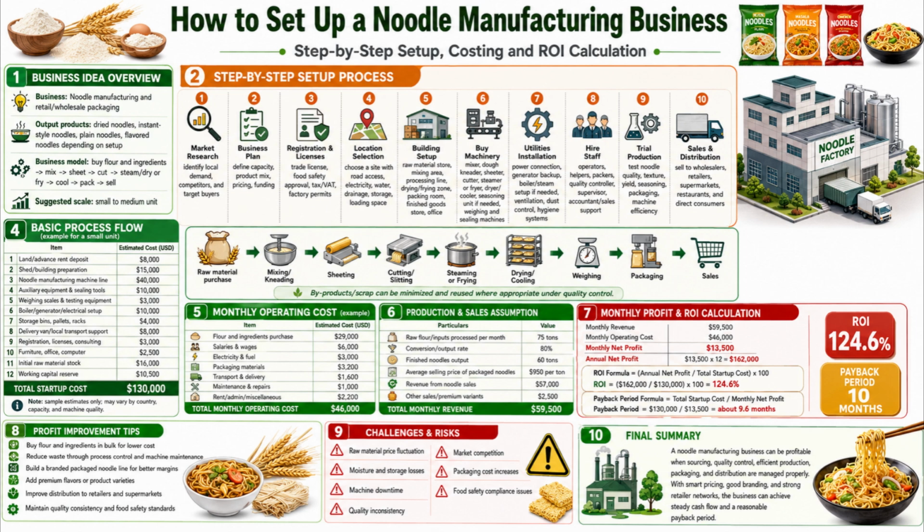Now, before full production, start trial production. During trial production, test noodle quality, texture, yield, seasoning balance, packaging strength, and machine efficiency. If the product is not consistent, adjust the recipe, dough moisture, cutting size, drying time, frying temperature, and packing process.